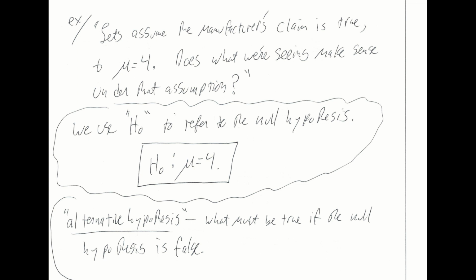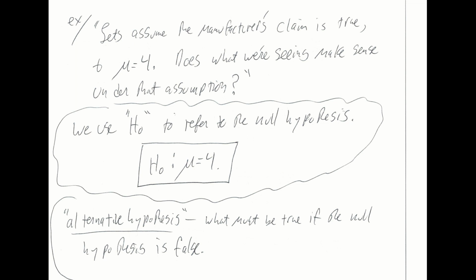We use H sub 0, known as H naught, to refer to the null hypothesis. Generally null hypotheses are stated in this way. You'll say H naught colon, and then you'll state the null hypothesis, which is here that the population mean mu equals 4. So H naught: mu equal to 4, that is the null hypothesis.